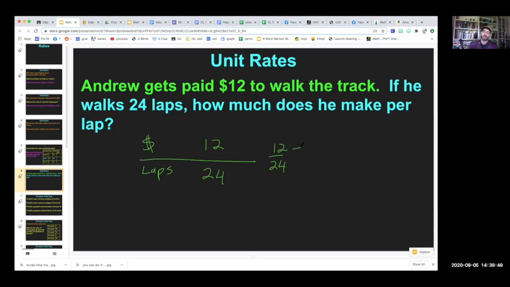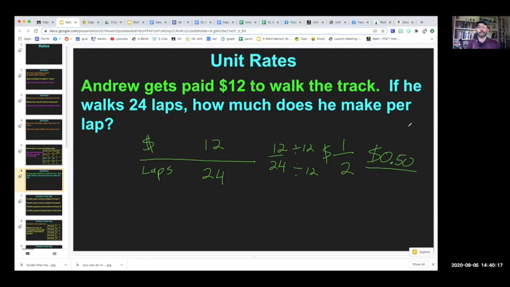If I divide both sides by the biggest number that fits into it, divide by 12. 12 divided by 12 is 1. 24 divided by 12 is 2, which means it's 1/2. So how much money does he make? He makes 1/2 of a dollar. How much is 1/2 of a dollar? It is 0.50 or 50 cents. He makes 50 cents a lap.